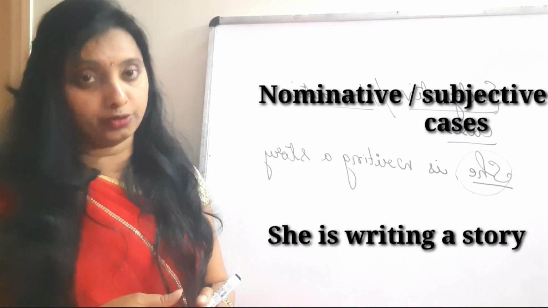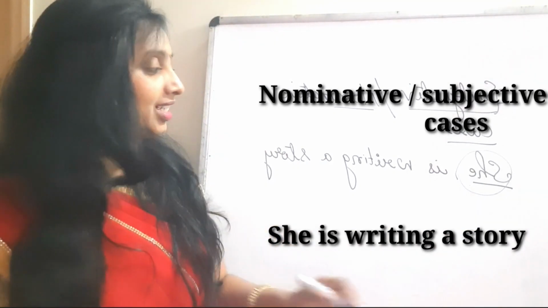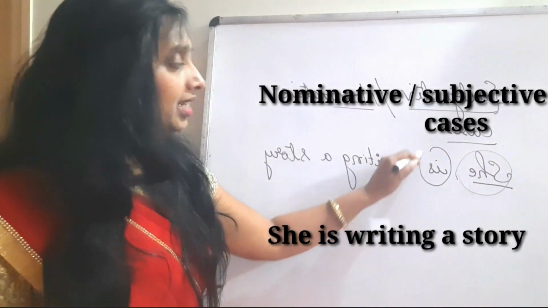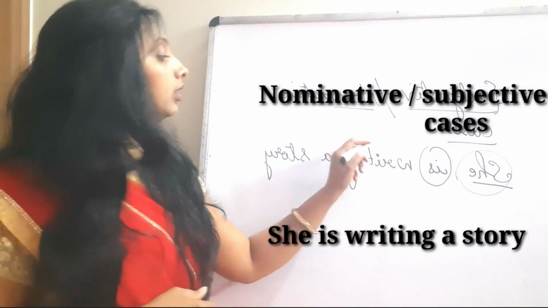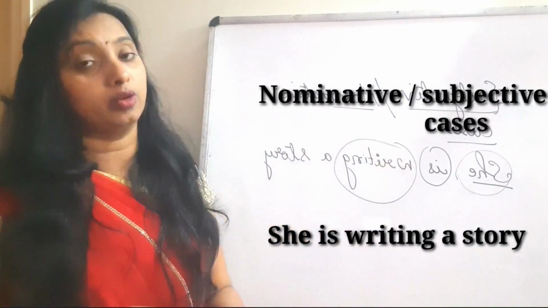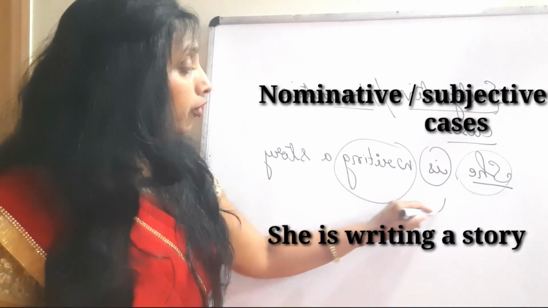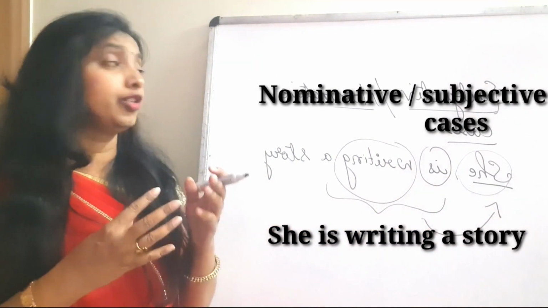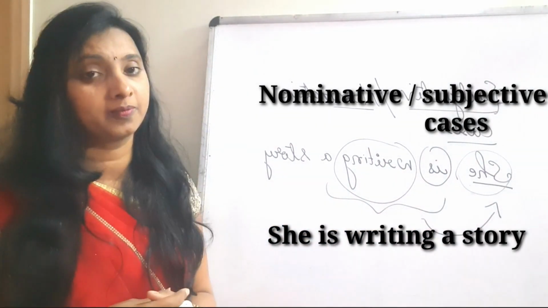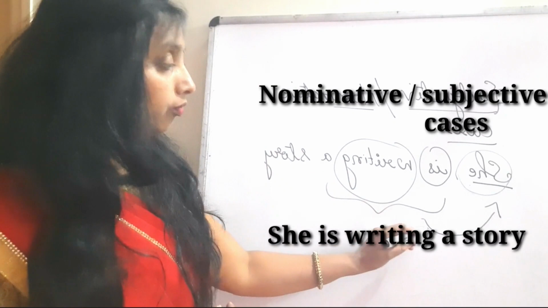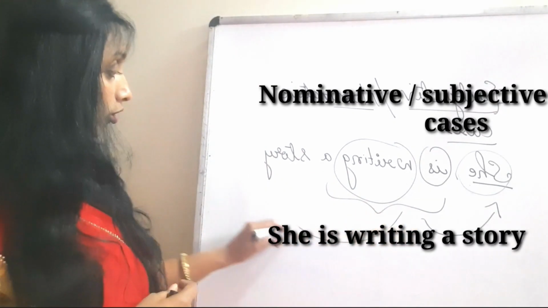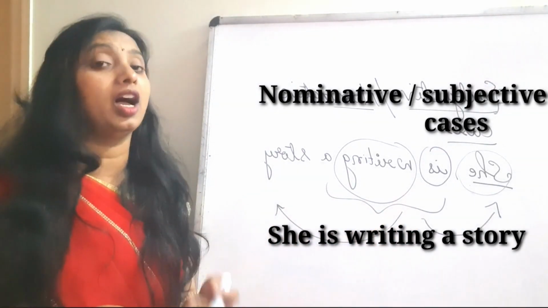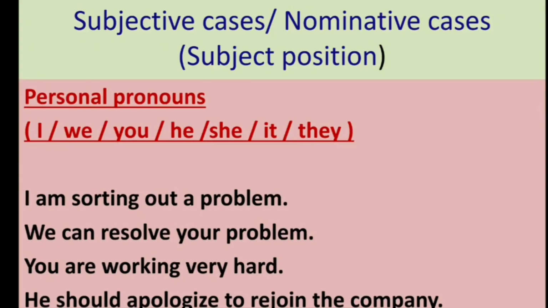If you get confused, then find out the verb in a sentence. Here, is is a helping verb. Writing is a main verb. So, find out a verb. Before the verb, if a pronoun comes, then it is a nominative case. If a pronoun comes after a verb, then that becomes accusative case. We will take some more examples to understand this clearly.